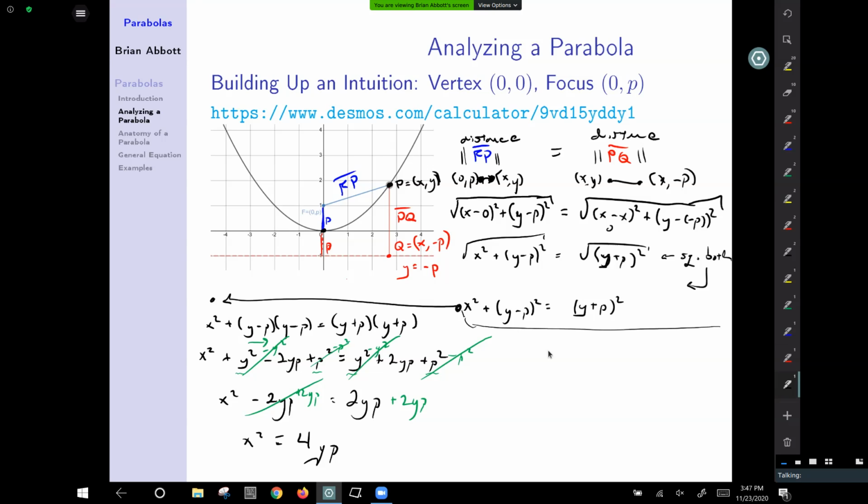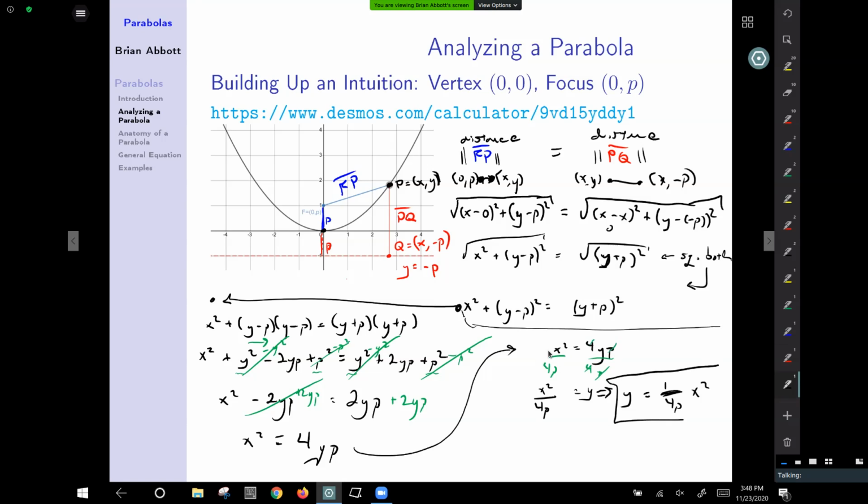And so what do we have? We have this generic little formula here. Well, we're used to parabolas being y equals something. So let's take this and solve it for y. So we've got x squared equals 4yp. We could divide both sides by 4p, and those would reduce away. Whatever you do to one side, you've got to do to the other side. So you've got y is equal to x squared over 4p. So y is equal to 1 over 4p times x squared. There's a nice formula for a parabola.